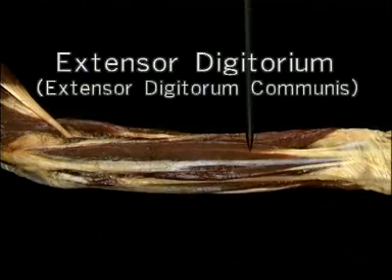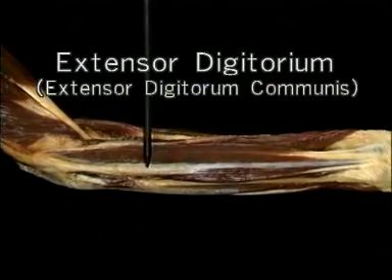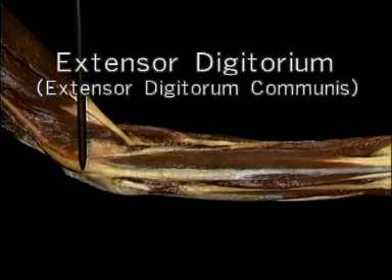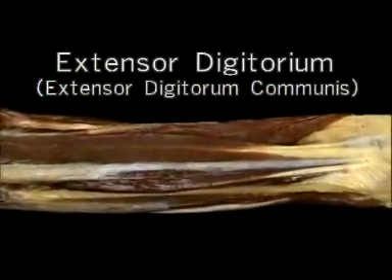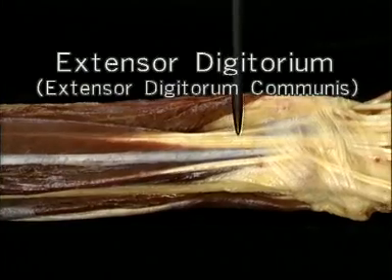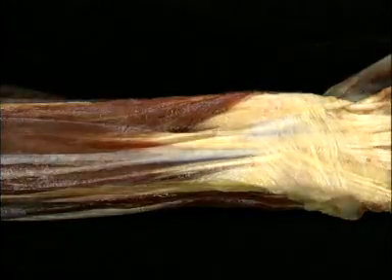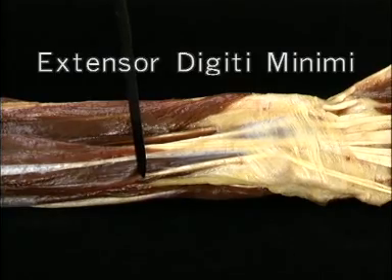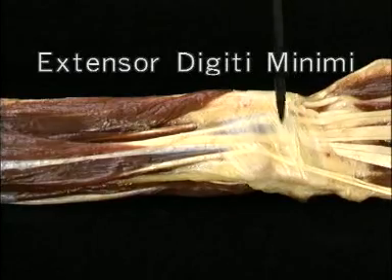The large one is extensor digitorum, sometimes called extensor digitorum communis. It arises from the common extensor tendon and thereby from the lateral epicondyle. As it passes distally, it divides into four slips, which pass together under the extensor retinaculum. We'll follow them beyond there in a minute. The extensor muscle to the little finger, extensor digiti minimi, arises from the ulnar side of extensor digitorum and passes under the retinaculum by itself.